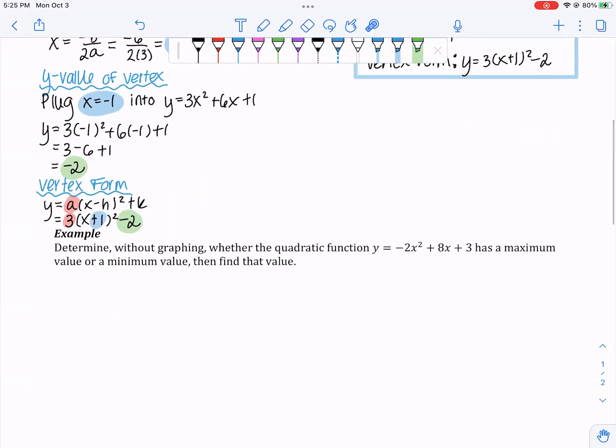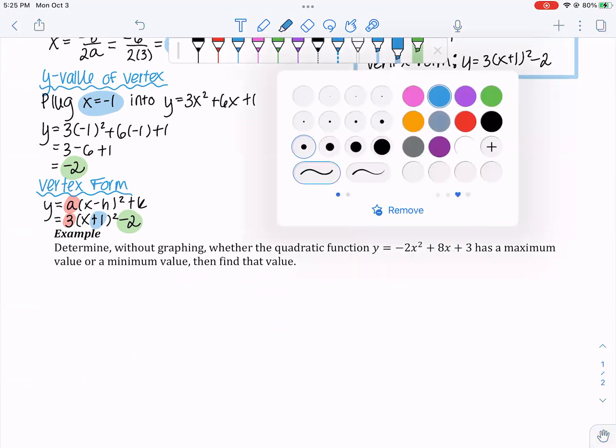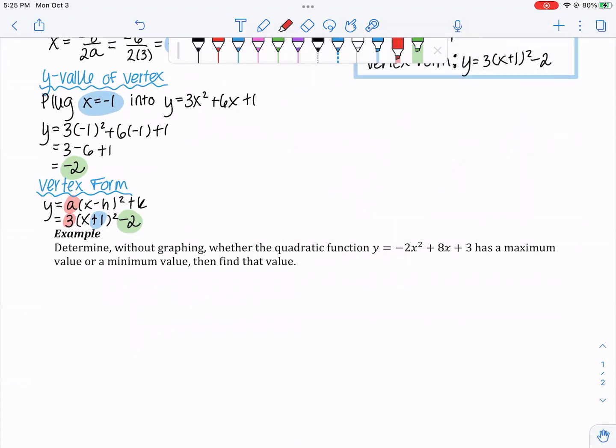Let's look at one more example. Determine, without graphing, whether the quadratic function y equals negative 2x squared plus 8x plus 3 has a maximum value or a minimum value, and then find that value. First of all, right off the get-go, our a value is negative 2. Right? a is equal to negative 2, which is negative. If a is negative, that means it opens down. If it opens down, just draw a small picture, that means it has a maximum. It's on the top of a hill. So it definitely has a maximum.